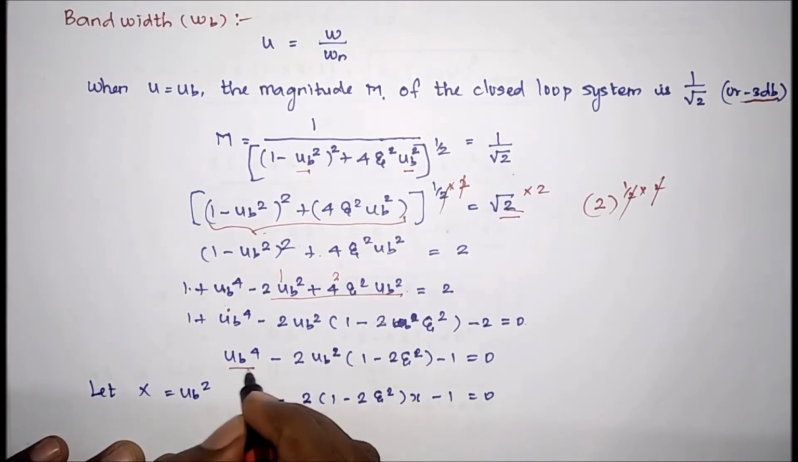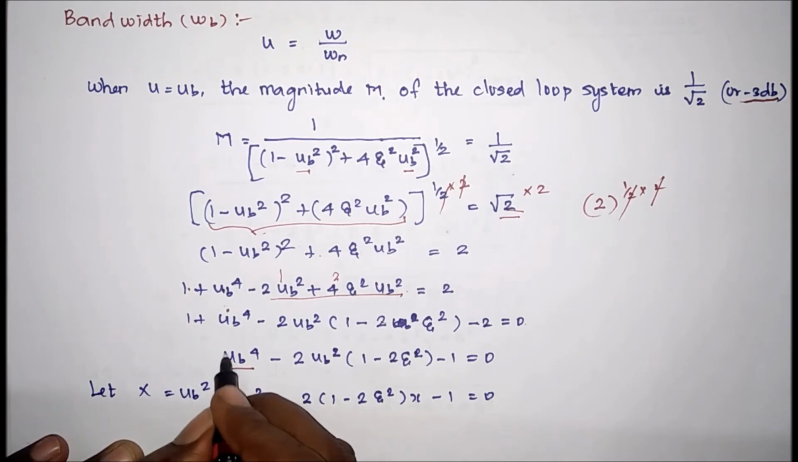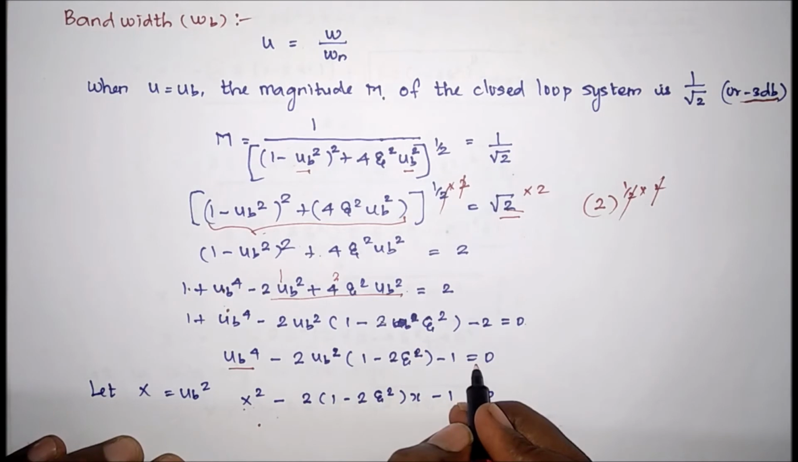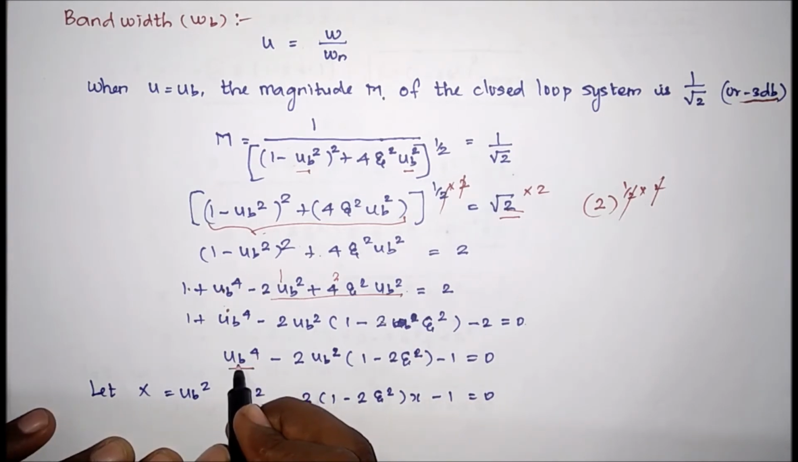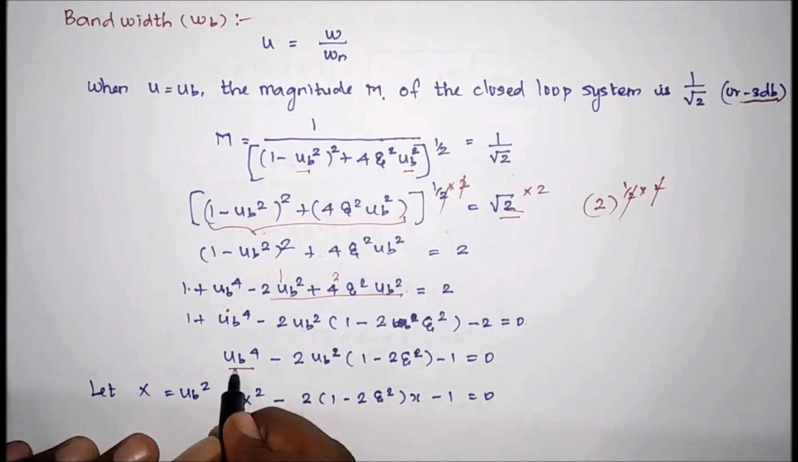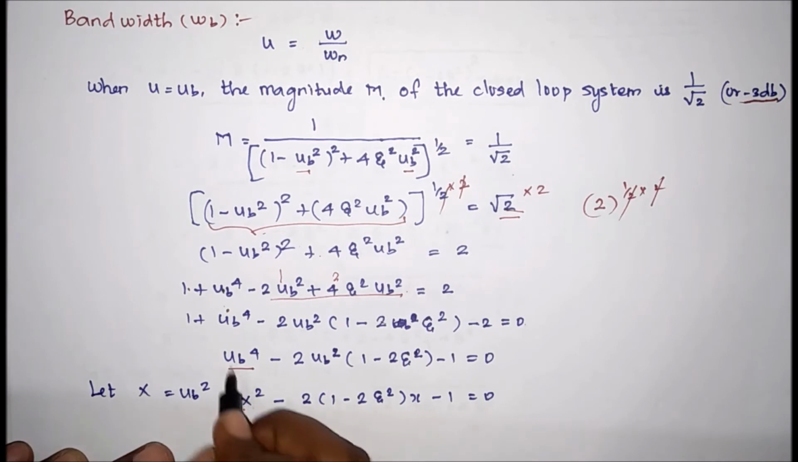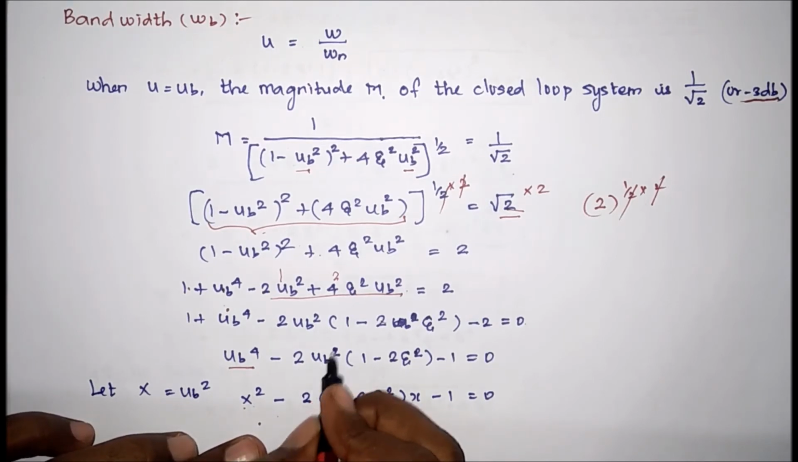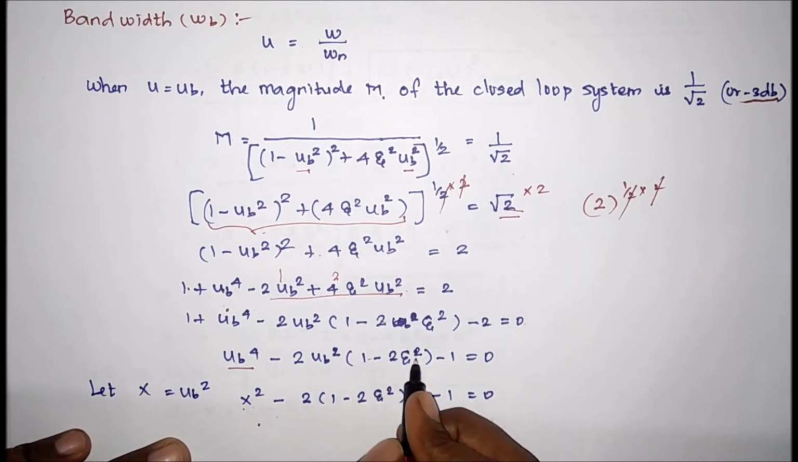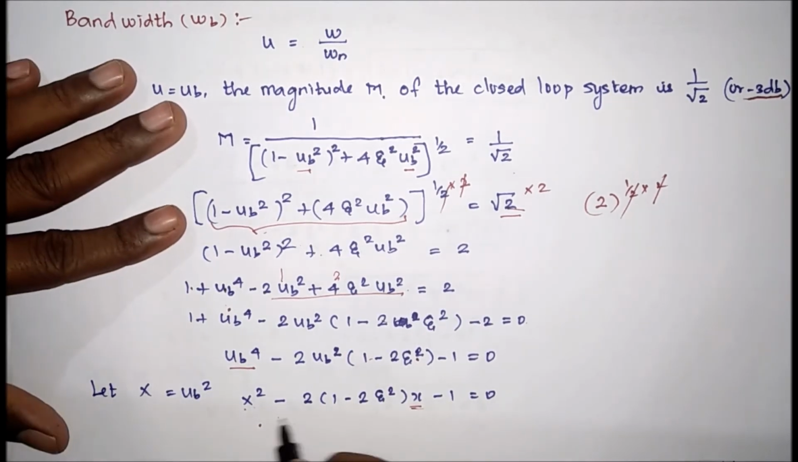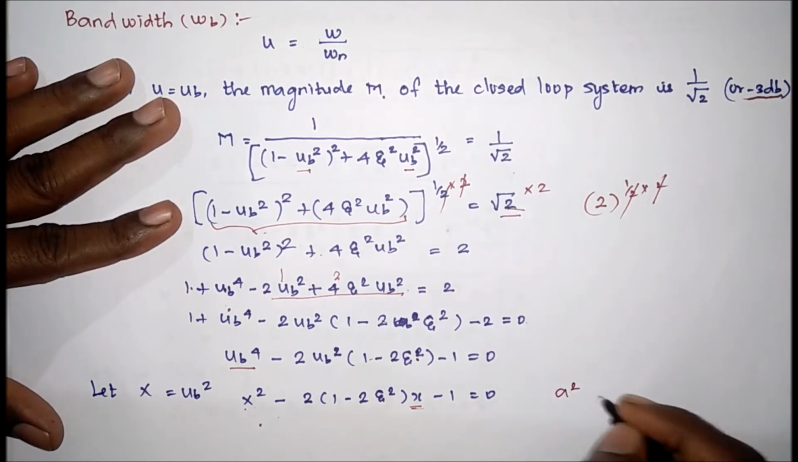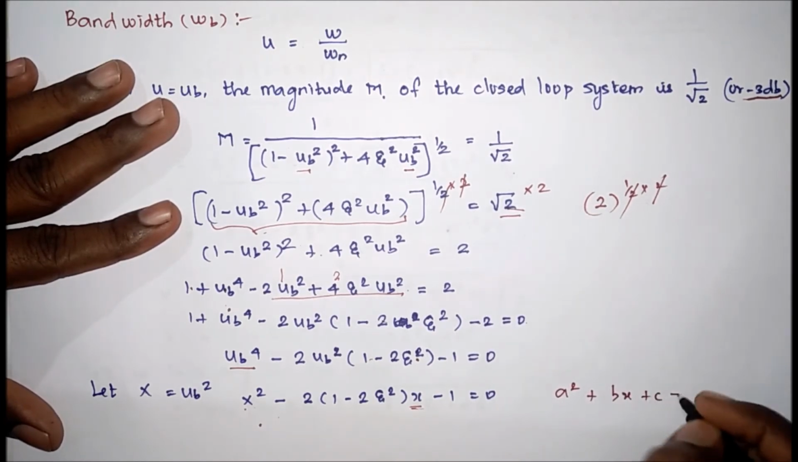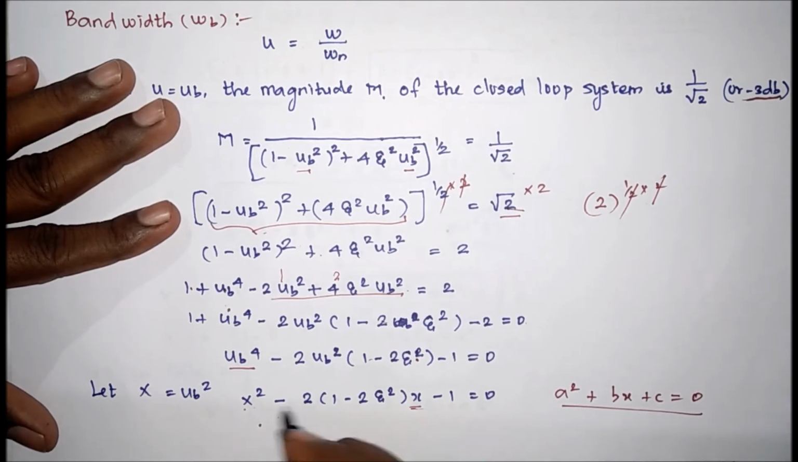So now we are going to consider ζ_b square. Actually we are going to find the solution for this equation. This is power 4, so we cannot directly get the solution. So for simplification we are going to consider ζ_b square equal to x. So ζ_b square equal to x means ζ_b power 4 will become x square. So this will become 2 into (1 minus 2η square) into x, then the same term minus 1 equal to 0. So now it is like a quadratic equation, like ax square plus bx plus c equal to 0.